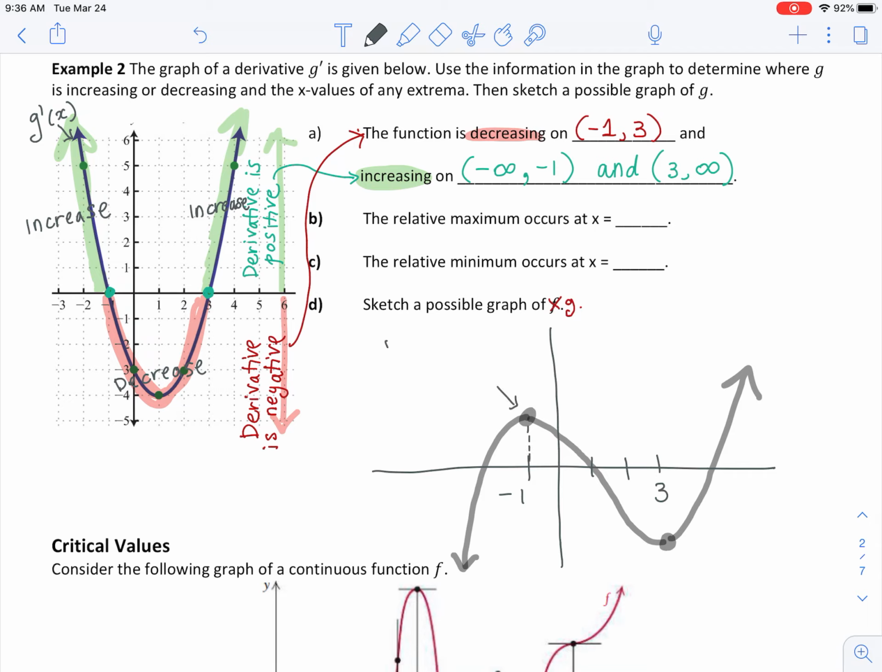Notice that we have a relative maximum at x equals -1, and we have a relative minimum at x equals 3, because that's where the graph started going up.